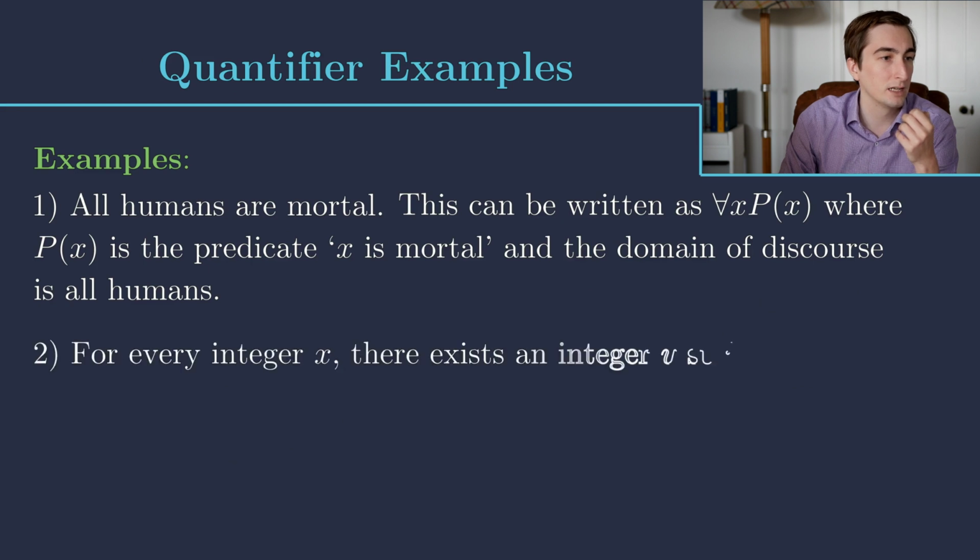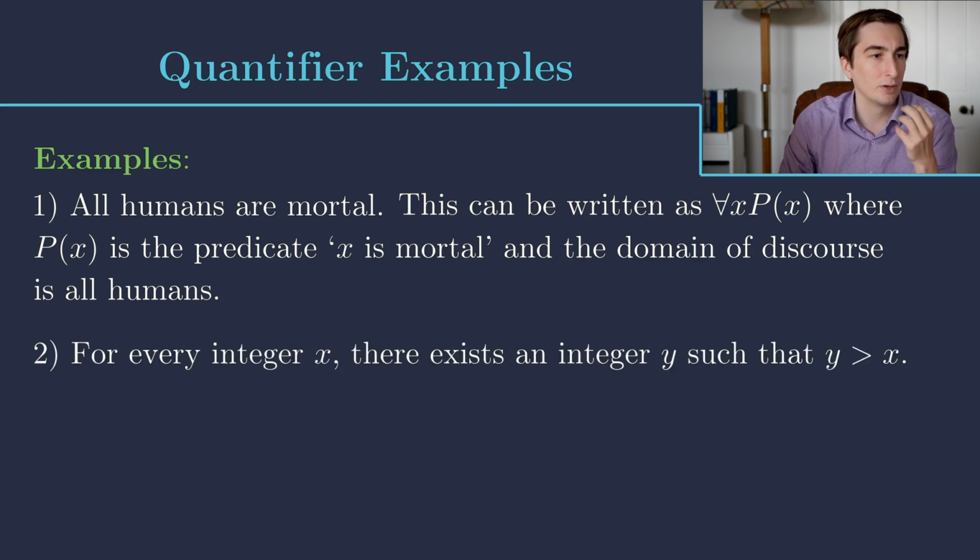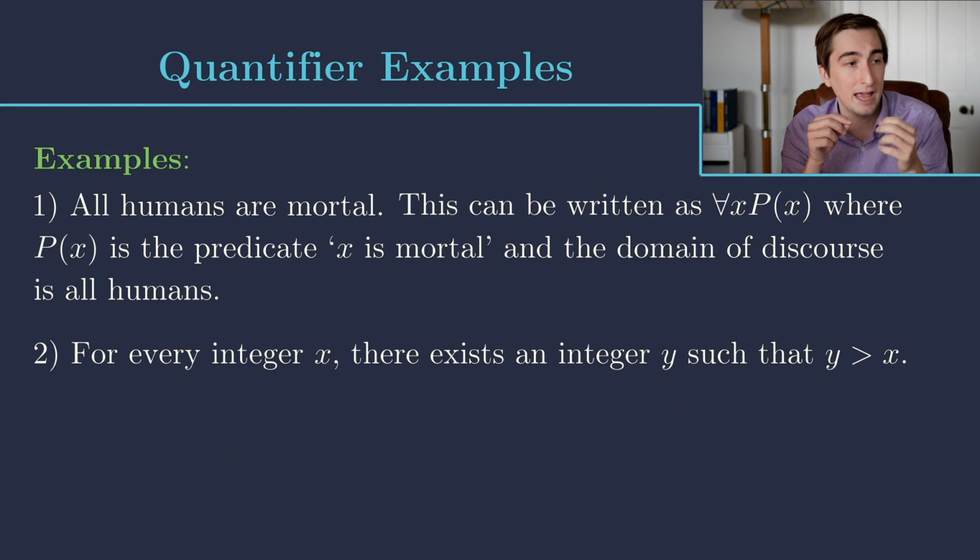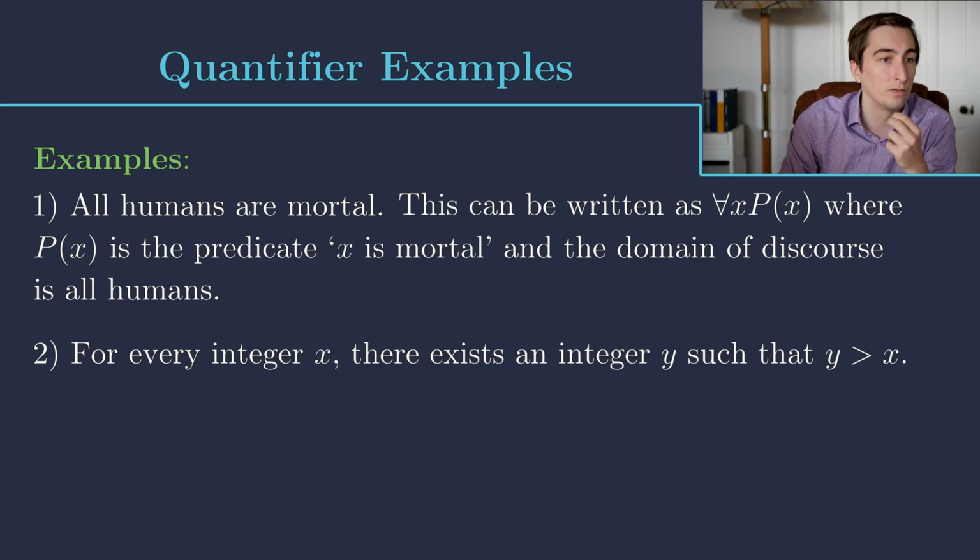So the next one we've got is, for every integer x, there exists an integer y such that y is greater than x. So this is an example of a predicate that contains two variables, right? We've got two variables, y and x, and we want to see if we can formalize that in our language of first order logic. So first, for every integer, that means we're going to have a for all statement. So for all x, there exists a y, and then we've got P of x y.